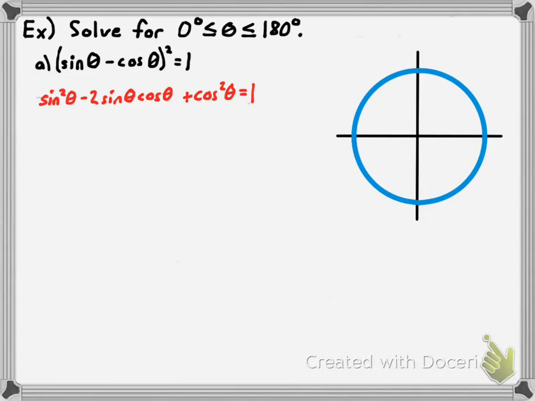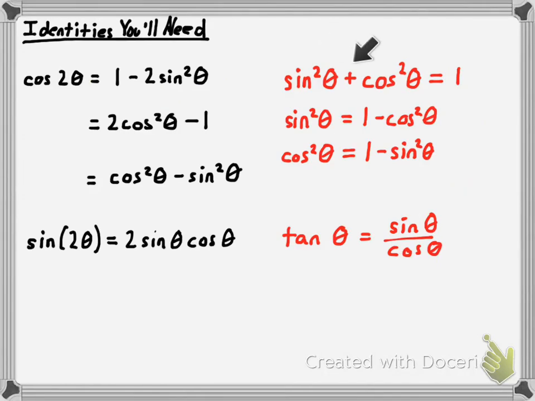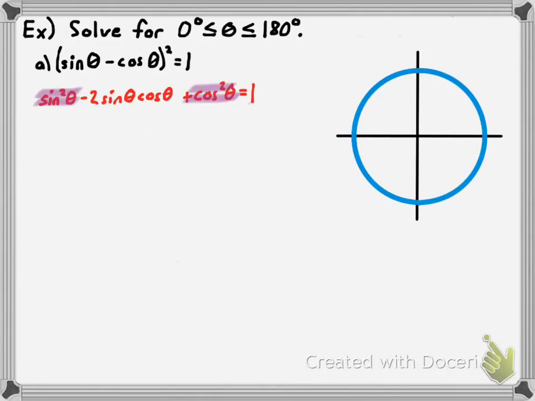I hope you'll notice we've got a sine squared theta plus a cosine squared theta in our equation. If we look back at our identities, we know that sine squared theta plus cosine squared theta is equal to 1. So we can make a substitution and replace what I've highlighted with a 1. We'll now have 1 minus 2 sine theta cosine theta is equal to 1. Now don't tell me that doesn't look easier. It's going to look even easier in a second, because now we can subtract 1 from both sides, and we just end up with negative 2 sine theta cosine theta is equal to 0.